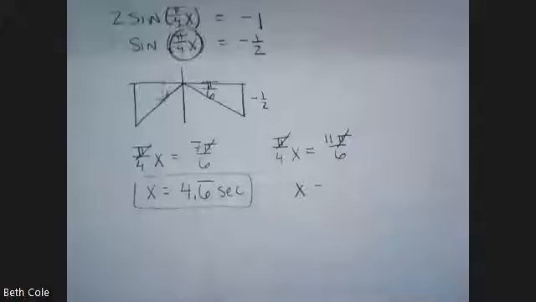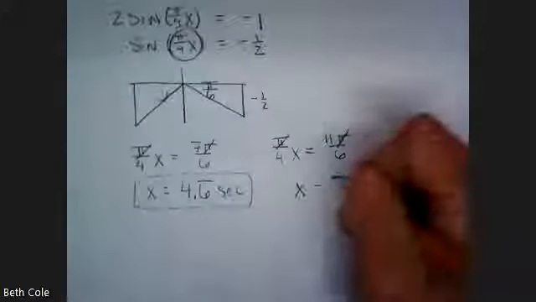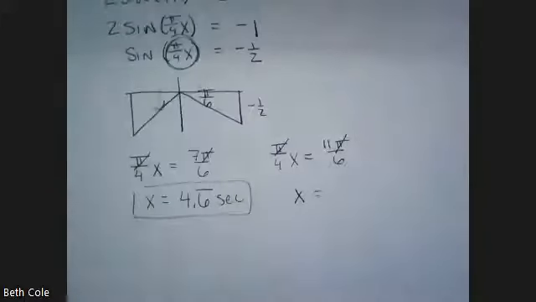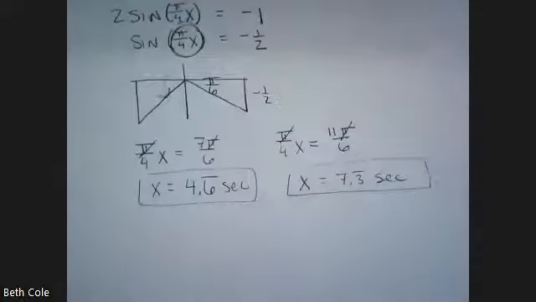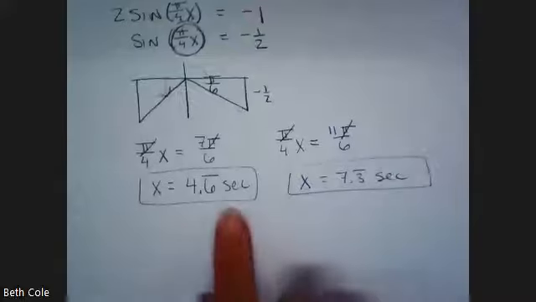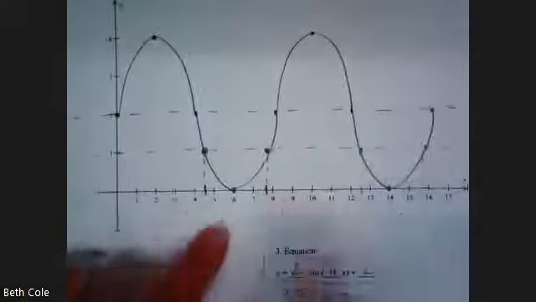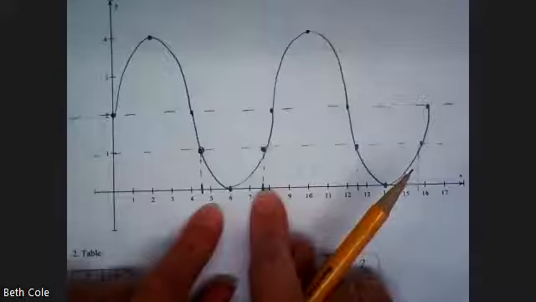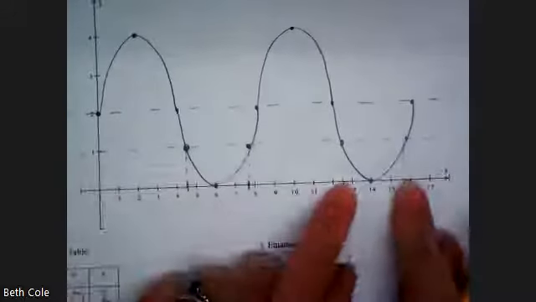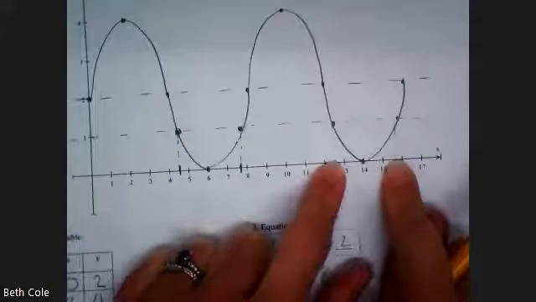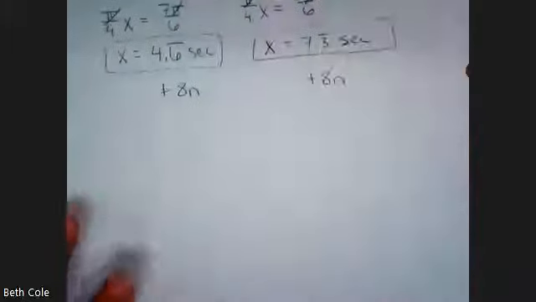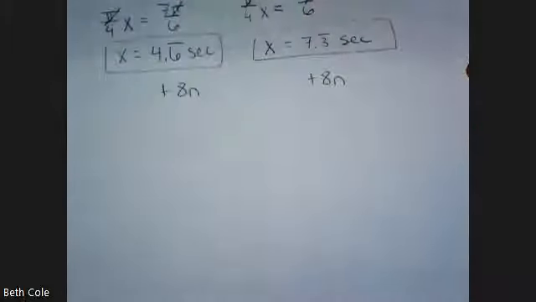And then here we'd have 11/6 times 4, which is 7.3 repeating seconds. Look back at the graph. 4.6, 7.3. Isn't that like about where we saw these? And then if you wanted these next two, you would just add what? What was the period? 8. So if you want the forever answer, you would have plus 8n to both of them. And that would give you the answers ongoing continually forever.